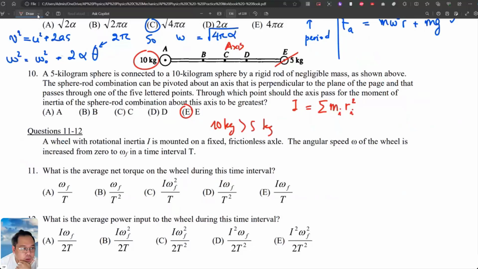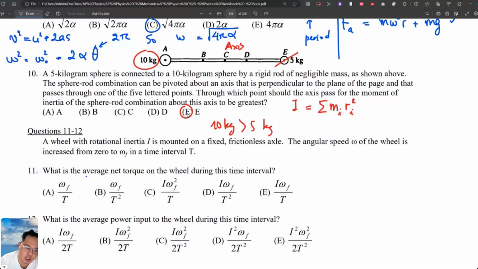11. A wheel with rotational inertia I is mounted on a fixed frictionless axle. The angular speed omega of the wheel is increased from 0 to omega f in a time interval big T. What is the average net torque on the wheel during this time interval?